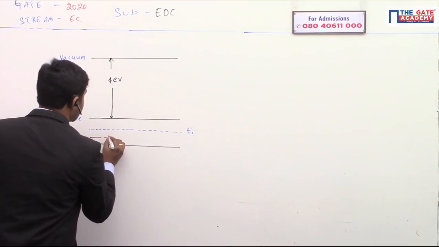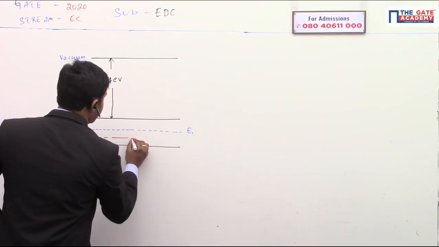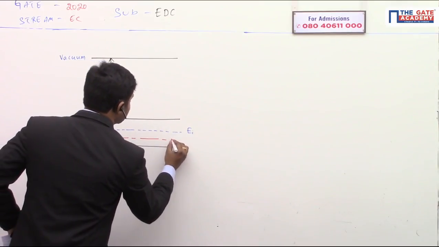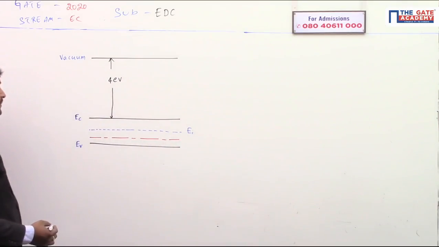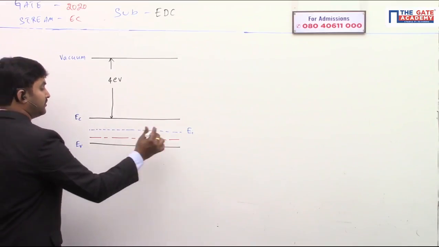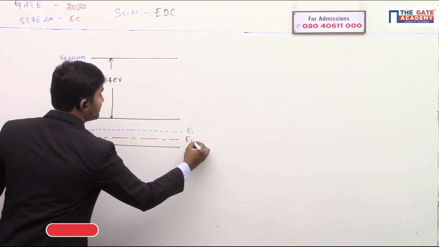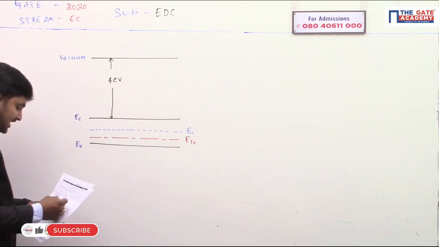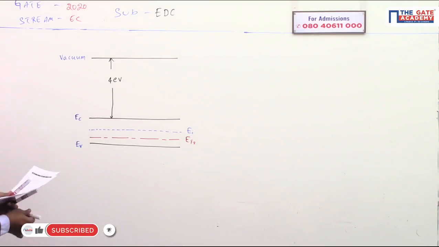Can you please tell me which type of semiconductor it is from its Fermi energy level? Is it a P-type semiconductor or an N-type semiconductor? So this is the Fermi energy level which is given to us. Can you please tell me which type of semiconductor it is? Is it N-type semiconductor or P-type semiconductor?